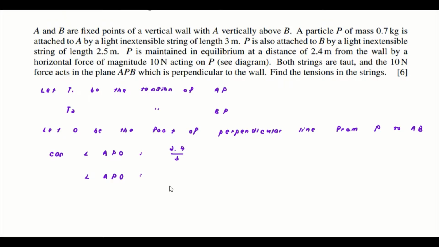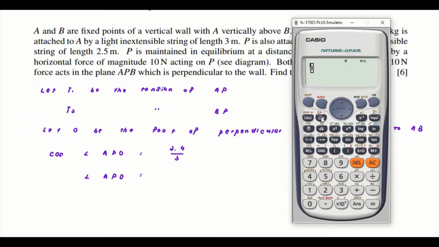So right, let's try to do it together. What I do is shift cos, and then 2.4 over 3. All right, so after I get the value, what I do is shift, then store, then I have this store value here, just store it as my A. Okay, then equal to, so this will be my A.